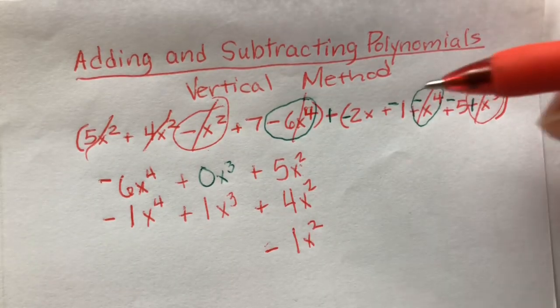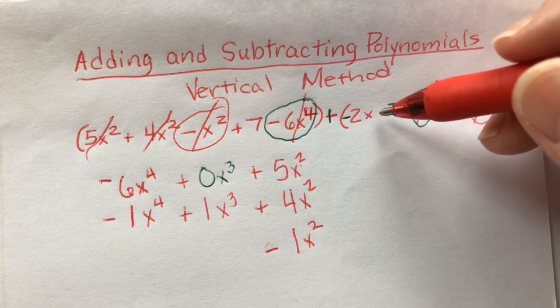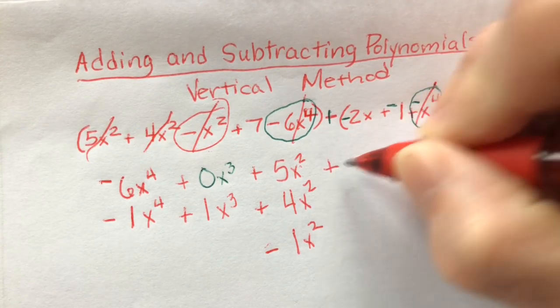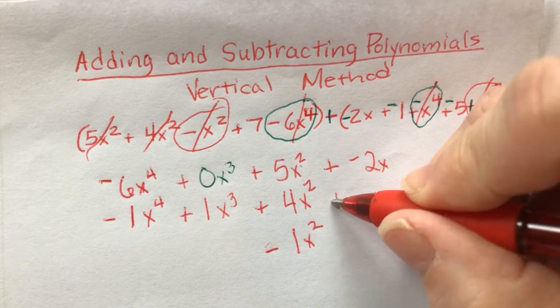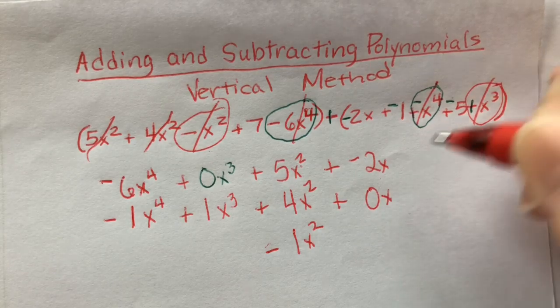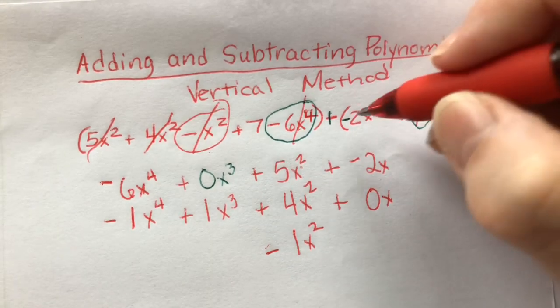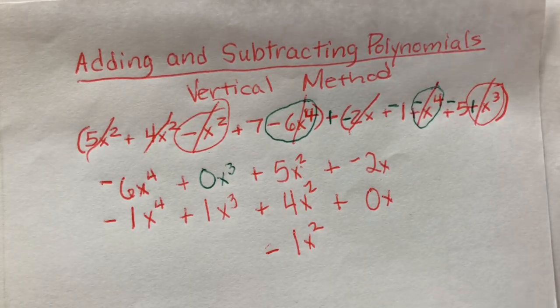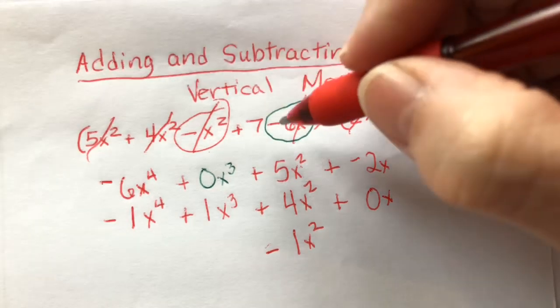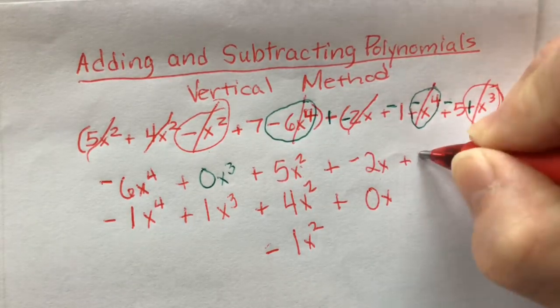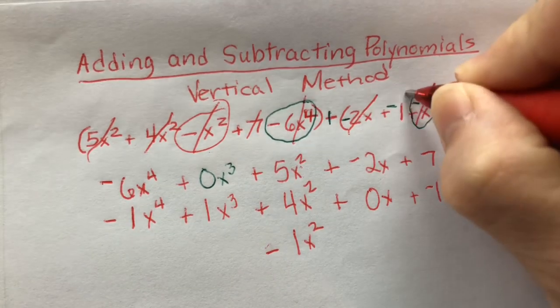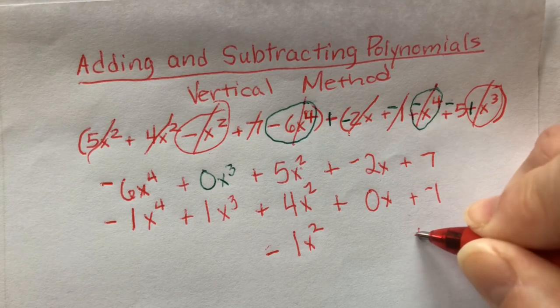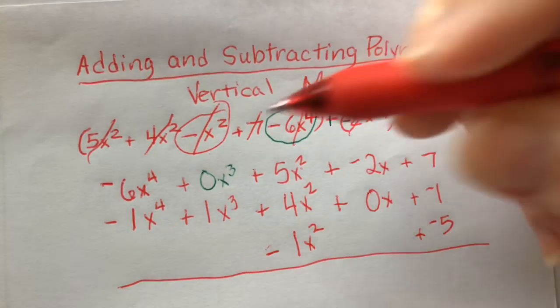And now I go to my x to the first power, so this is plus negative 2x. I don't have anything underneath it. If you want to line up your columns, you can put plus 0x, but you don't have to do that. And so I'll put that one down. And now the only terms that I have left are all my constants. I have a plus 7, I have a plus -1, and I have a plus -5. Now I just draw a line under all of these, and I add each one.